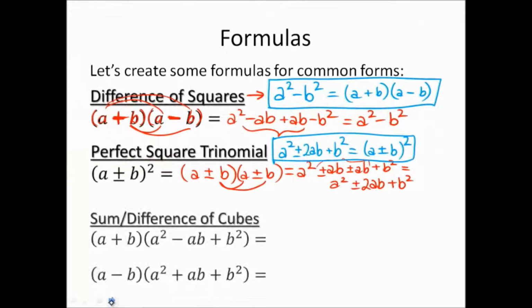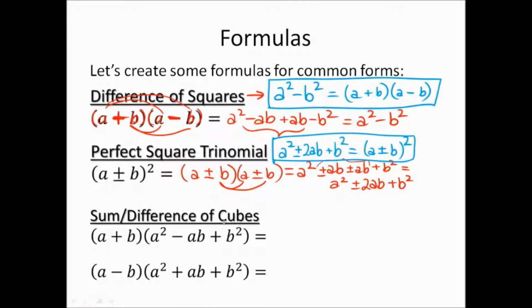Alright, let's take a look at the last one here. It has to do with cubes, so you may not have seen this one yet, but let's check out these instances where you'll notice that you're left with cubes. So let's multiply this out. A times a squared is a cubed. A times negative ab is negative a squared b. A times positive b squared is positive ab squared. And so on. Multiply all of them by b, you get plus a squared b.